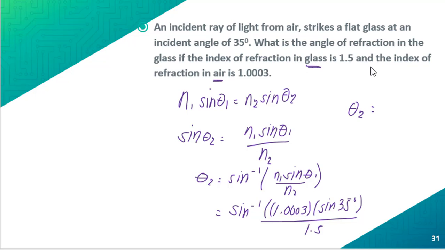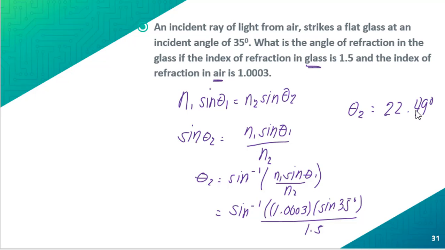So our theta 2 is equivalent to, okay, so we have here our answer is 22.49 degrees. Let's take a look at this. The incident angle is equivalent to 35 degrees, and the refracted angle is 22.49 degrees.